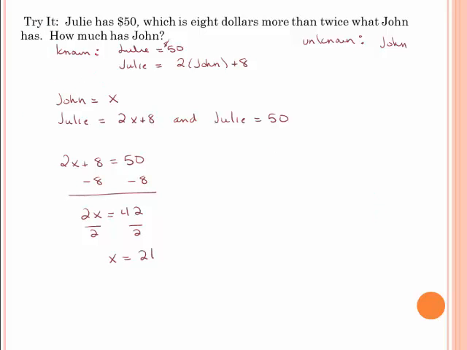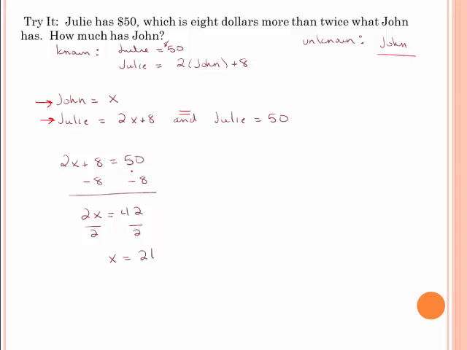Okay, so let's look at this. What we know is that Julie has $50 and that Julie's $50 is twice what John has plus 8. What we don't know is how much money John has. So if we let John be x, our unknown, then we know that Julie is twice x plus 8, and we also know that Julie is 50.